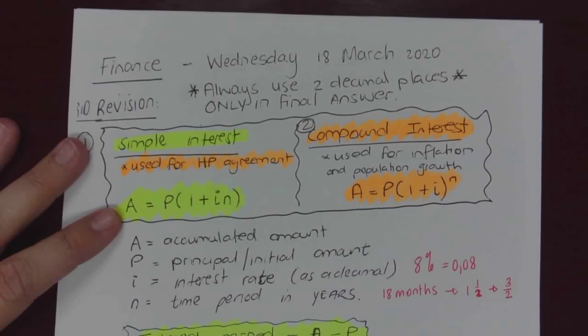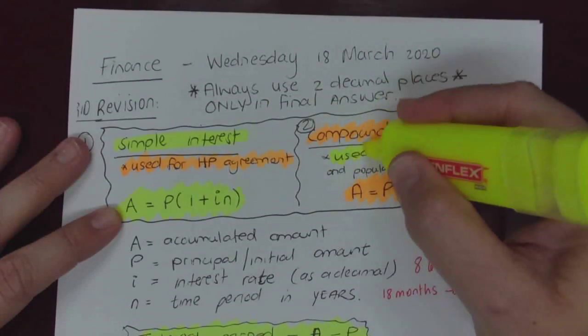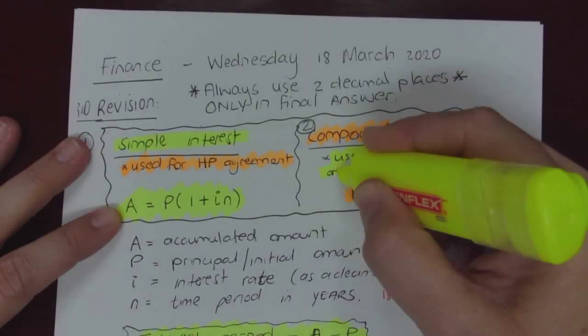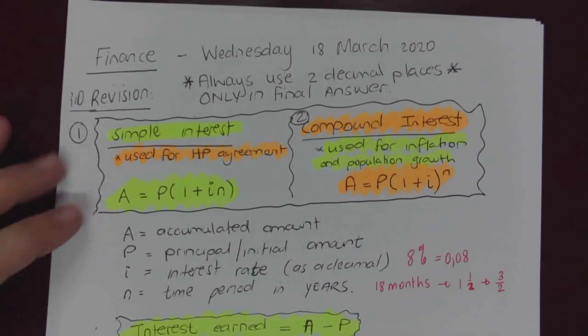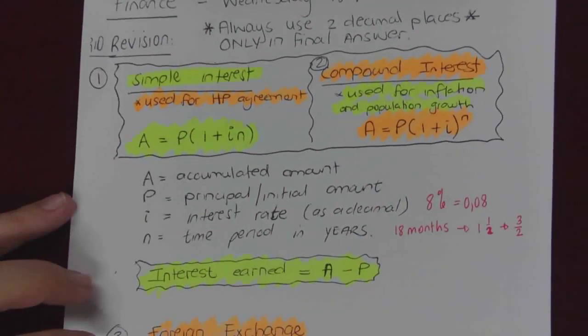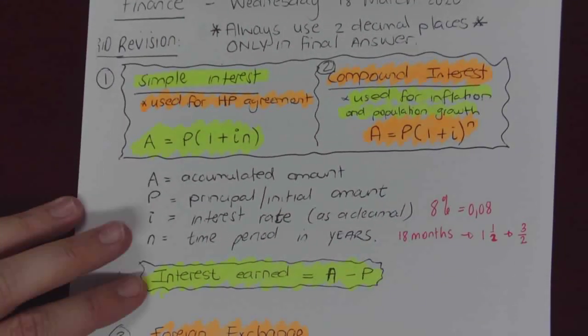Compound interest has a formula of A is equal to P(1 plus I) to the power of N, and after you played with that formula a little bit, it was shown that this is also used for inflation and population growth as well. Now let's just quickly refer to the different variables and what they mean.